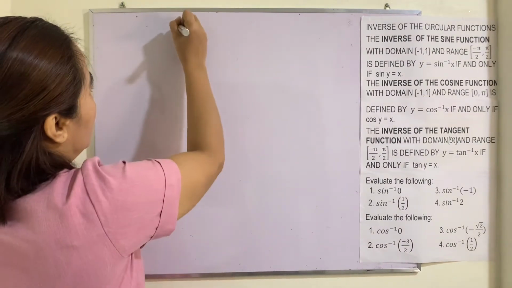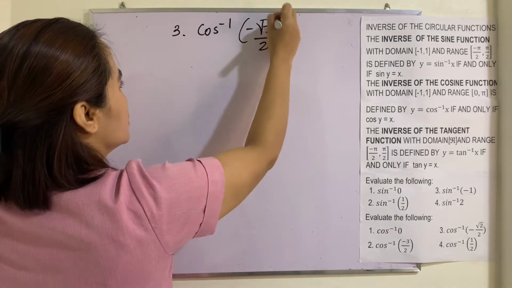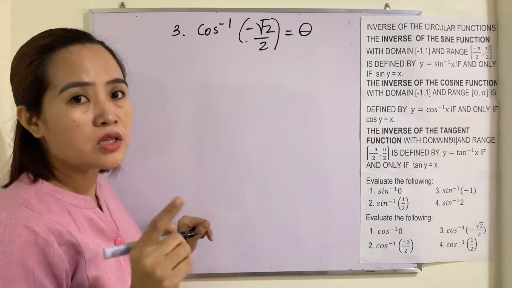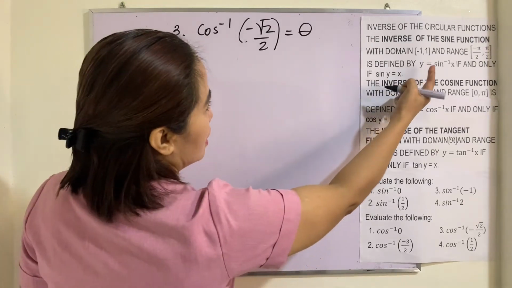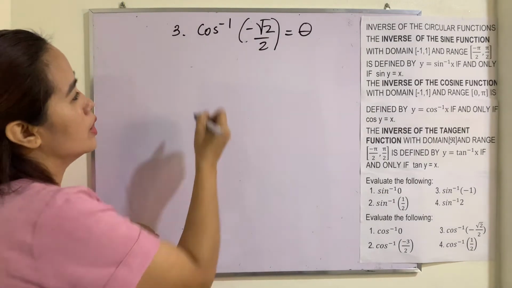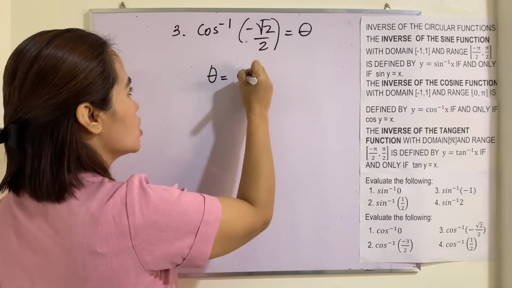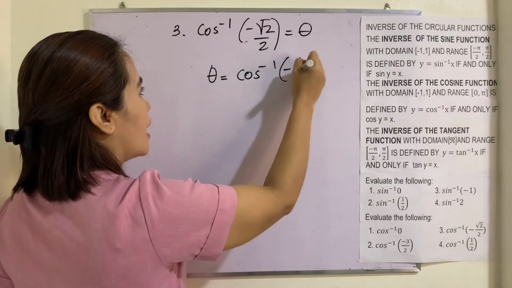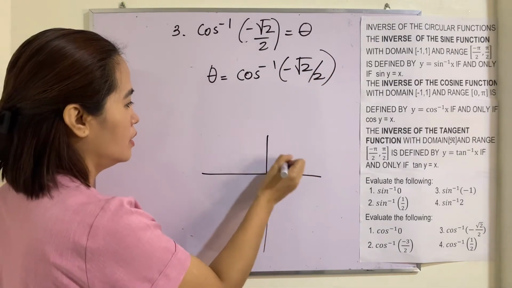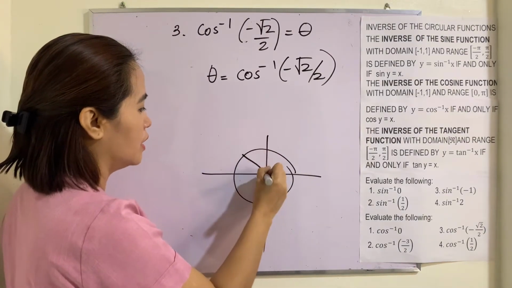Example 3, we have arc cosine of negative square root of 2 over 2 equals theta. We know that negative square root of 2 over 2 is approximately negative 0.7, and that is included in the domain negative 1 to positive 1. So we have to look for the value of the angle in which cosine is negative square root of 2 over 2. If we use the unit circle again, we know that it can be here and here.